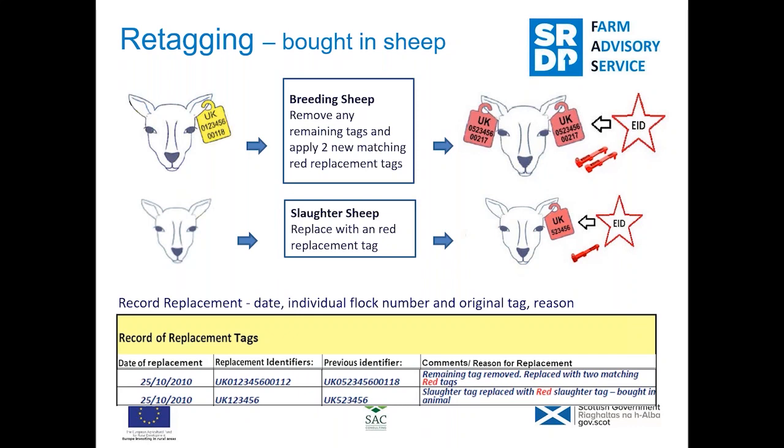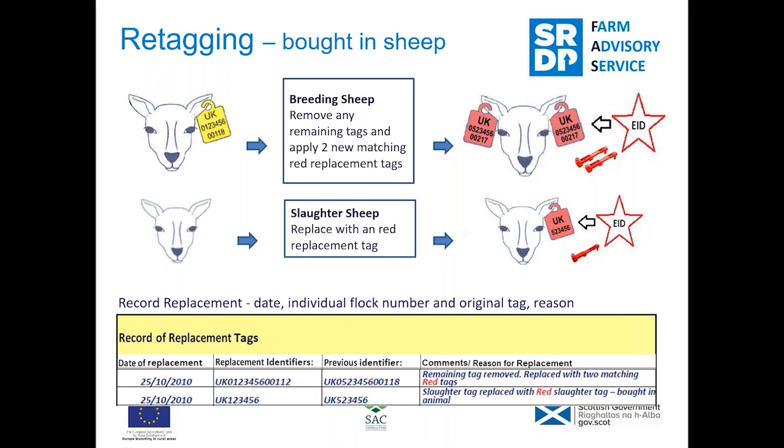But it's advisable to do that as soon as possible, because if you're planning to keep breeding animals and they're only tagged on a slaughter tag, and that falls out, you'd have to replace it with a red replacement tag, so you wouldn't be able to keep it beyond 12 months. So if you are wanting to do that, it's recommended that you do it as soon as possible.